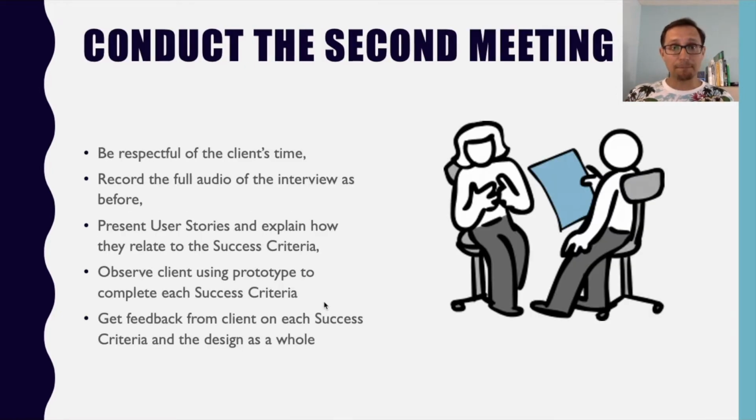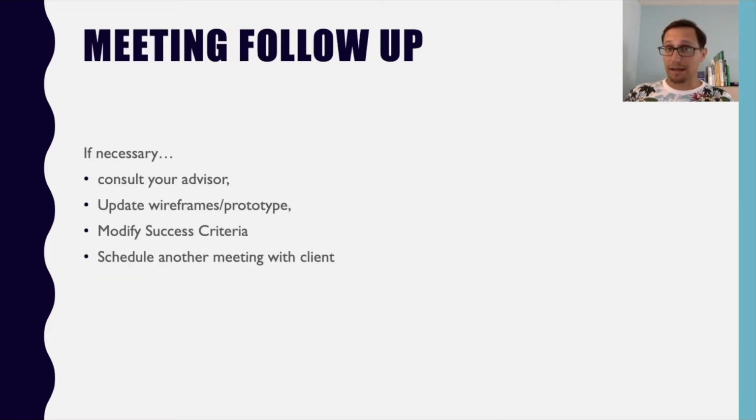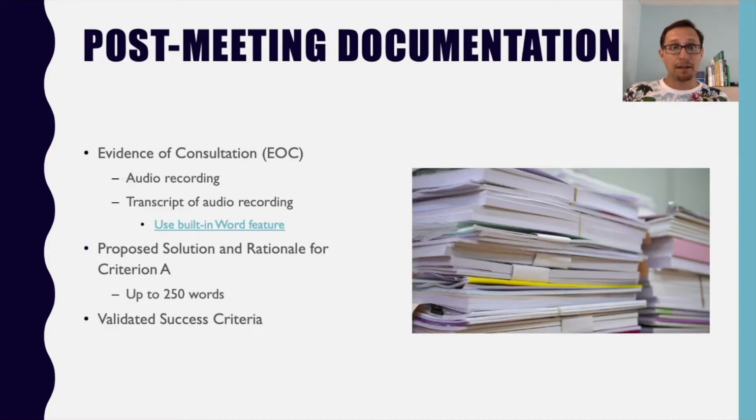All right, so once you get that, hopefully you've done well and you've gotten most, if not all, of the success criteria correct, and the client is satisfied. If necessary, though, you might want to consult your advisor, right? Update any wireframes, modify the success criteria, and then schedule another meeting with the client, again, if necessary. All these steps might be necessary. None of these steps might be necessary, right?